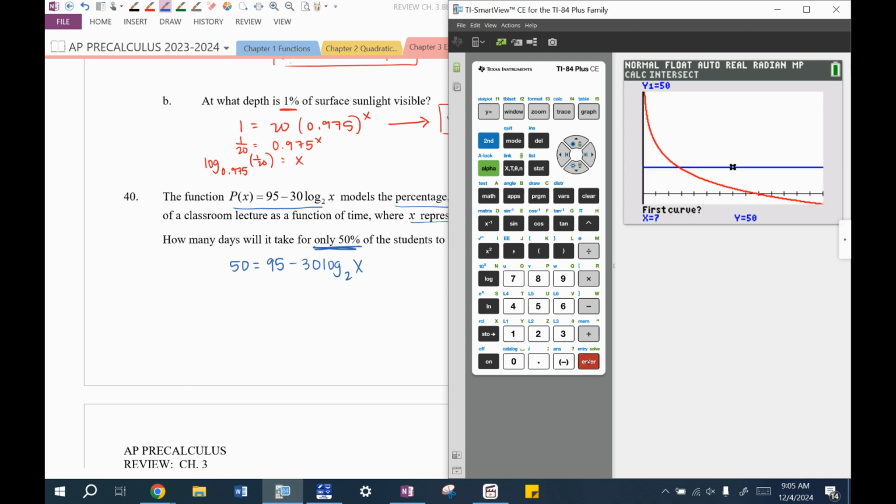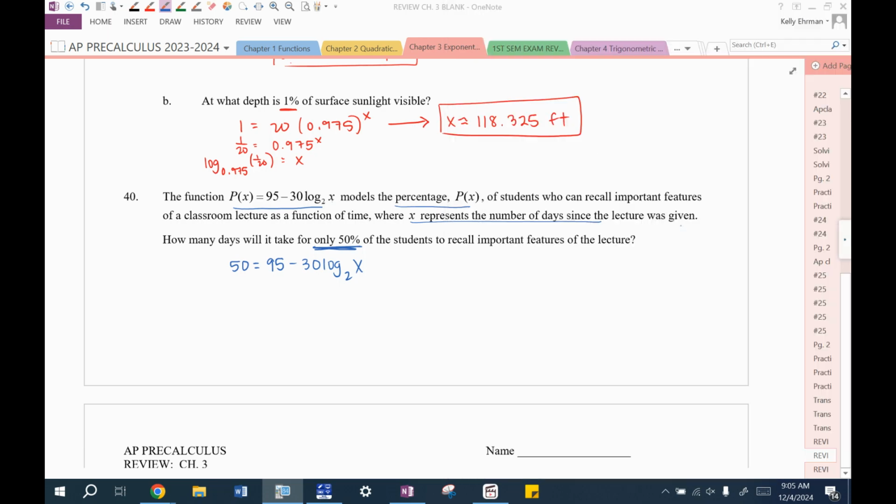So find the intersection points. 2.828. So it only takes between 2 and 3 days. What was that? 2.828 days for students to only retain about 50% of those important features.